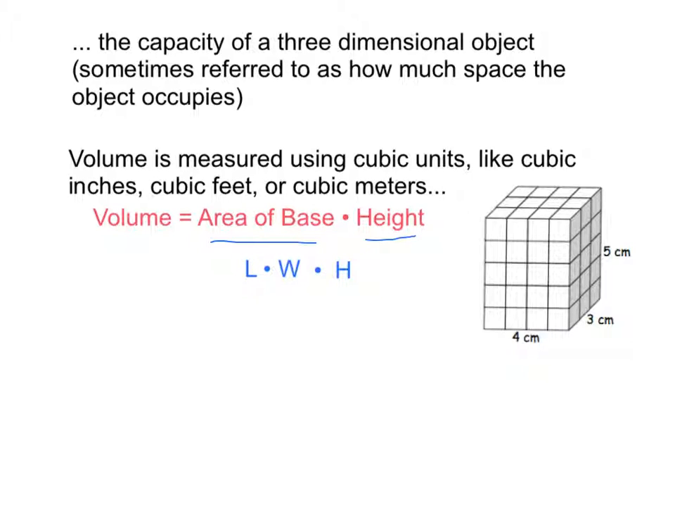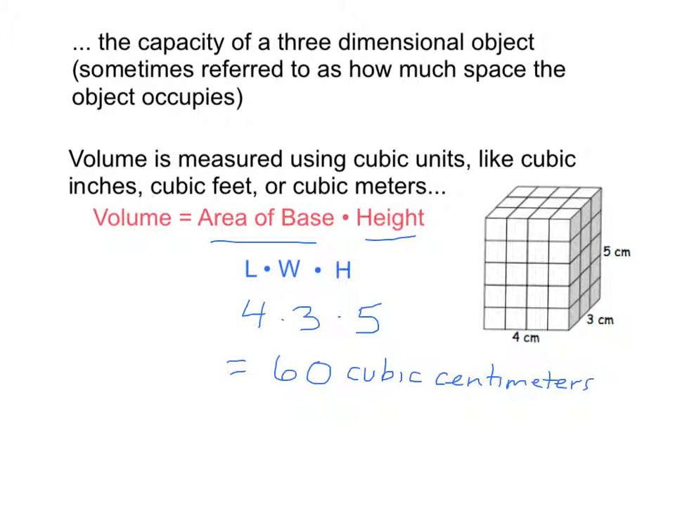Since the base is a rectangle, I need to go get my formula for the area of a rectangle, and I'm using length times width. And then my height I'm going to let be represented by h. So to find the volume, it's going to be 4 times 3, and then times the height, which is 5. 4 times 3 is 12, times 5 is 60. And the units for my answer would be in cubic centimeters.